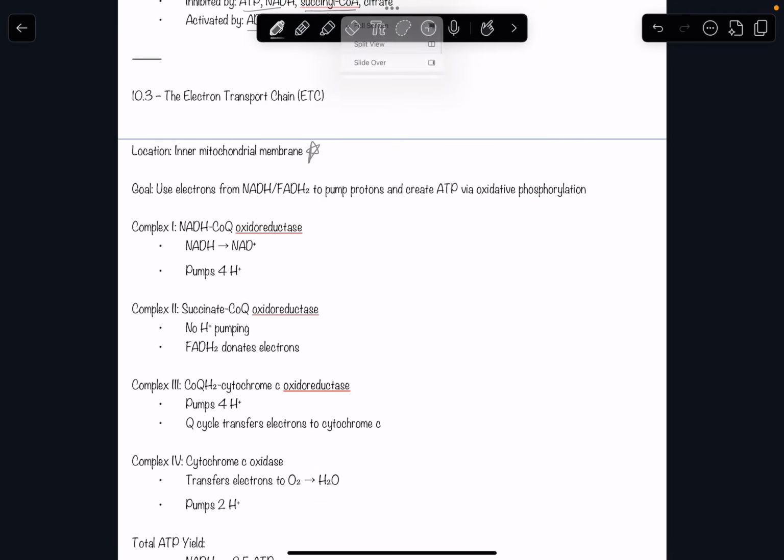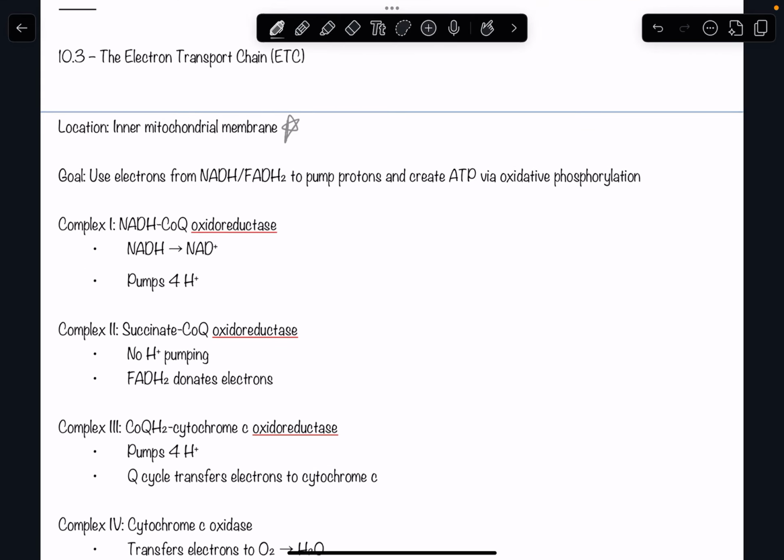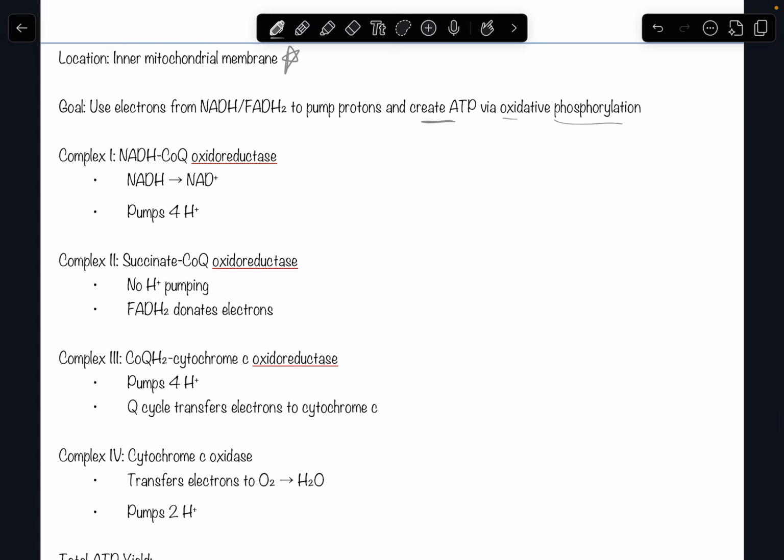So now let's talk about the electron transport chain. So again, it's in the inner mitochondrial matrix. It uses electrons from NADH/FADH2 to pump protons and create more ATP. And the process is called oxidative phosphorylation. So make sure you know all of these.